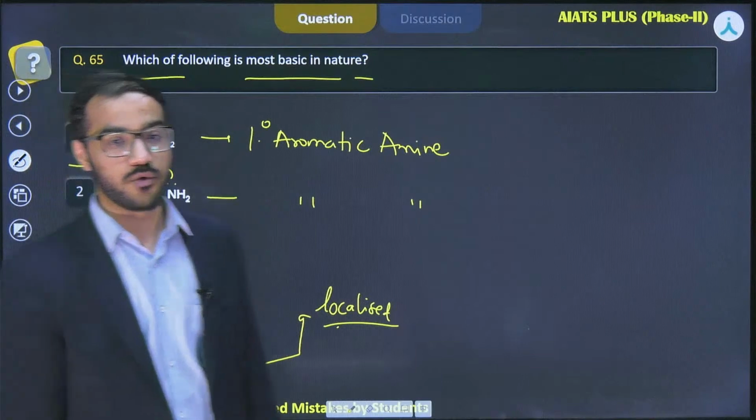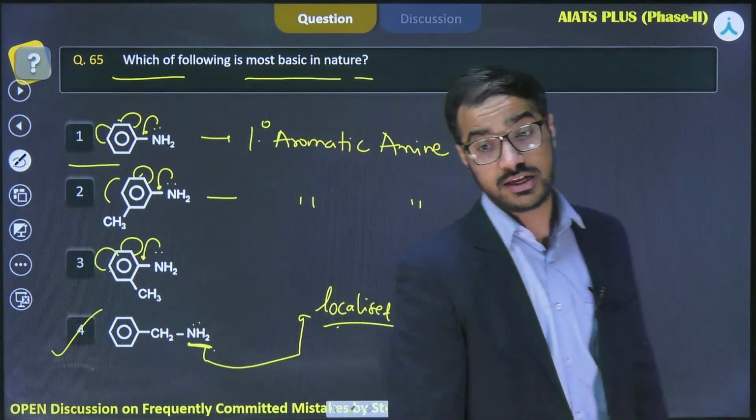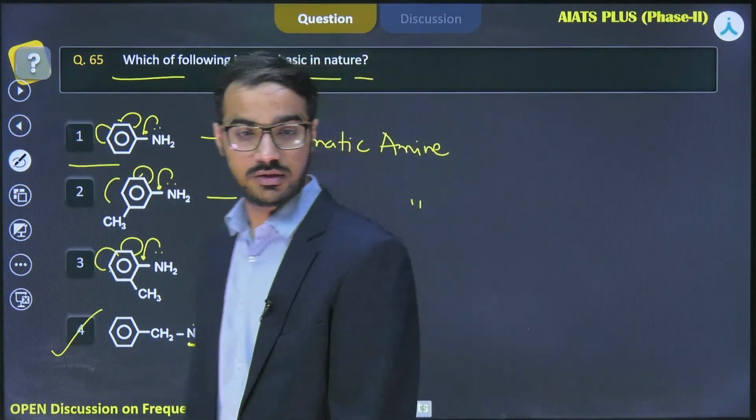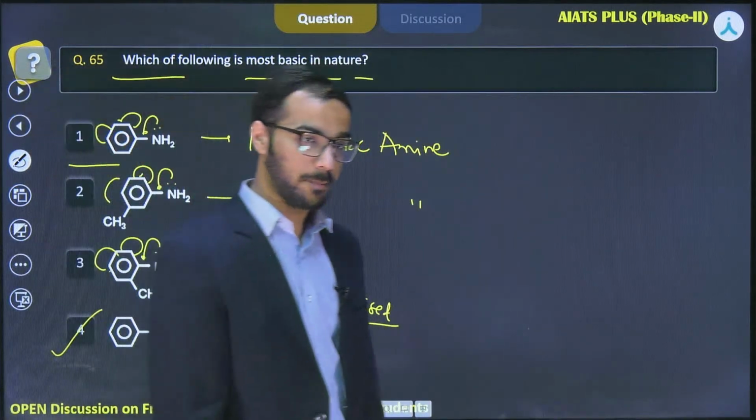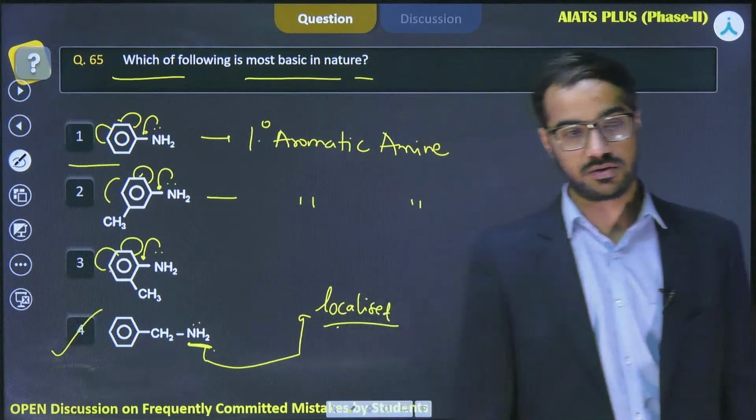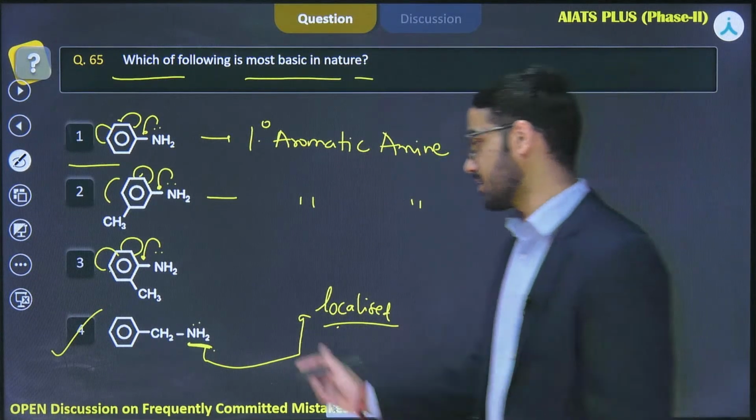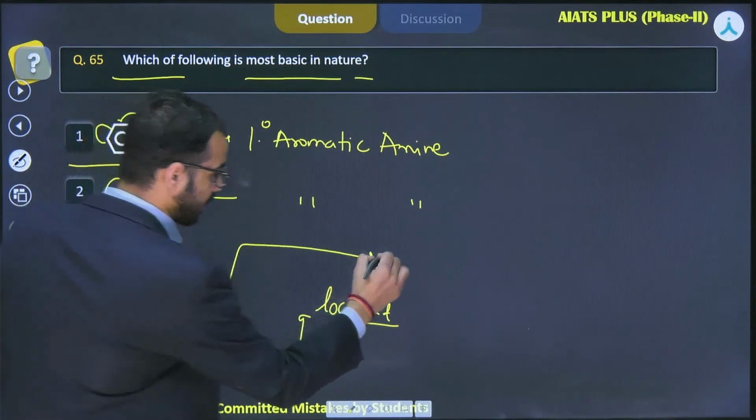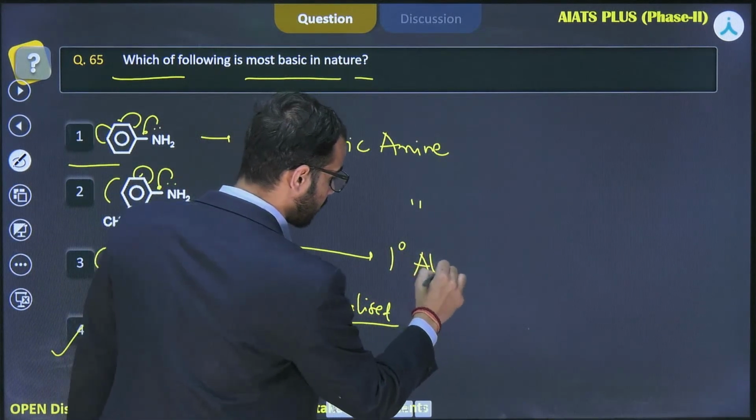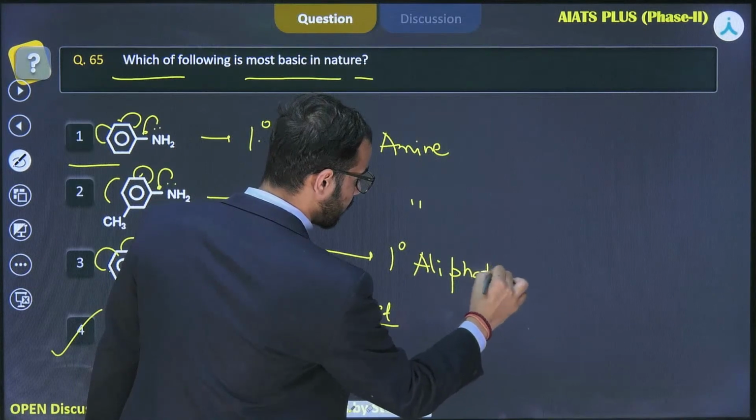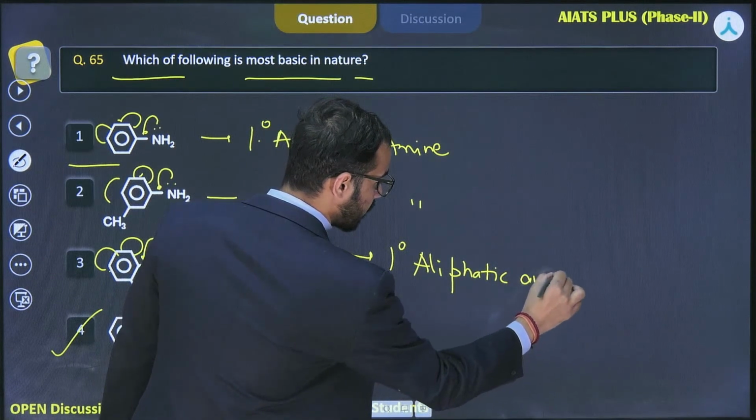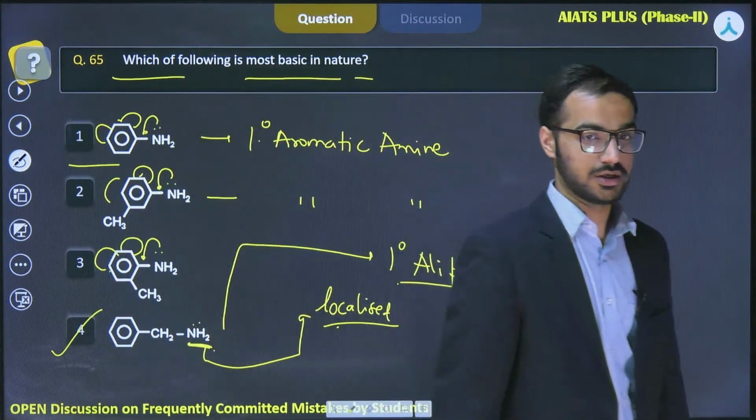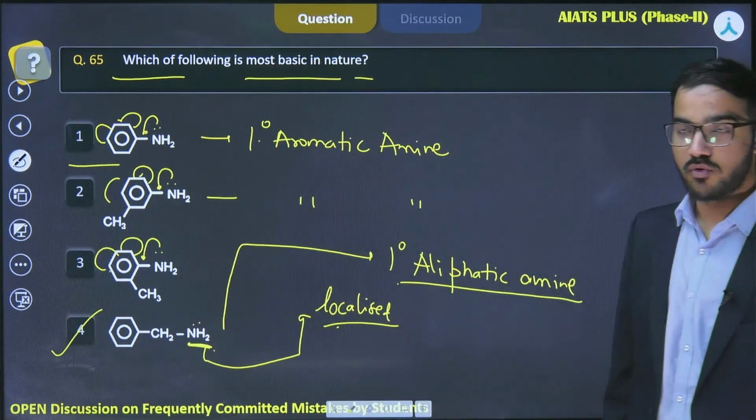Absolutely correct, Hilal Sophie, that benzylamine has a localized lone pair, so it will be more basic. Option 4 is the correct answer. Or we can say that this is a primary aliphatic amine. Shall we move to the next part?